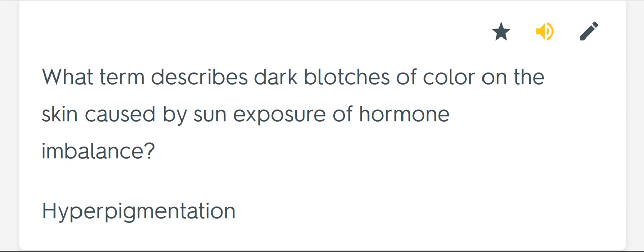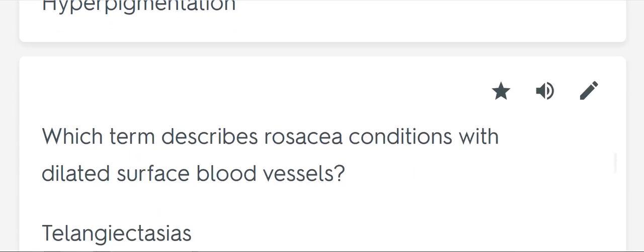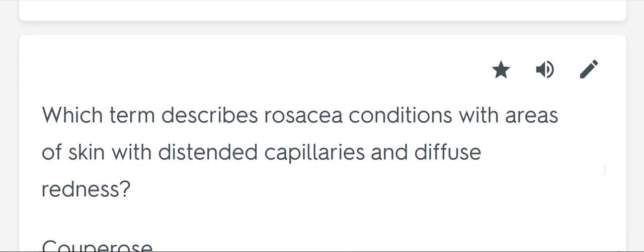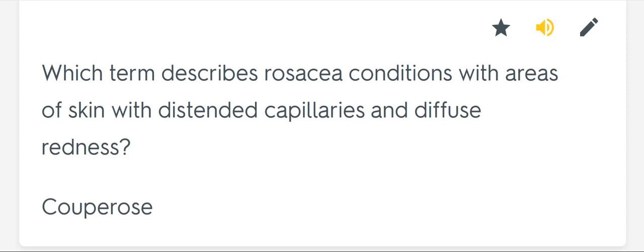What term describes dark blotches of color on the skin caused by sun exposure or hormone imbalance? Hyperpigmentation. Which term describes rosacea conditions with dilated surface blood vessels? Telangiectasias. Which term describes rosacea conditions with areas of skin with distended capillaries and diffuse redness? Couperose.